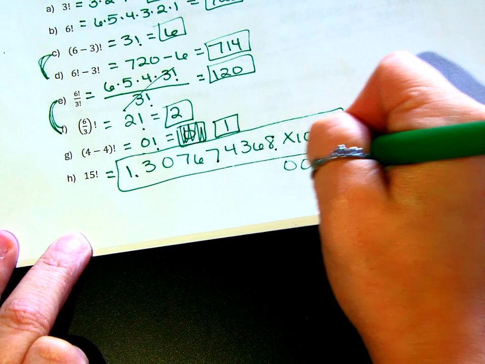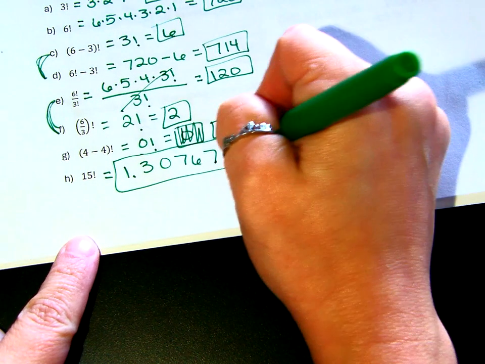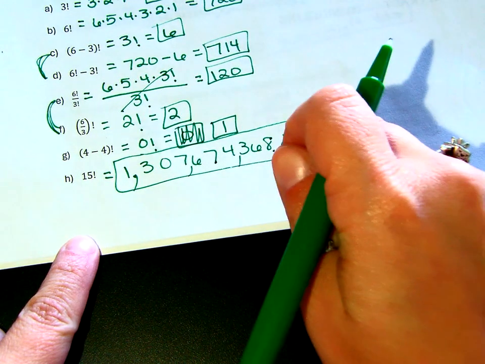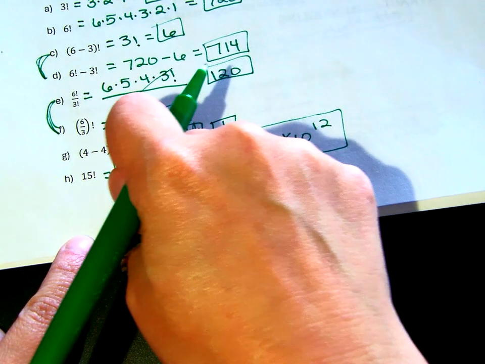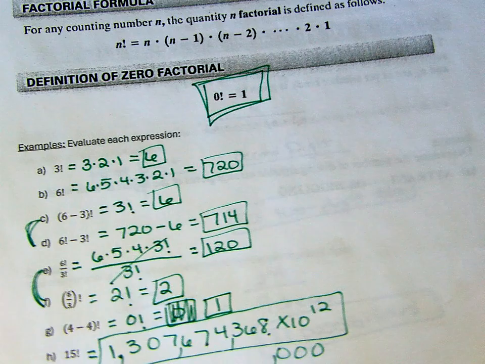It would be, let's see, that's thousands, millions, billions, trillion. 1,307,674,368,000. It's quite big. So your calculators will do it, but they're going to give it to you in scientific notation because they don't have enough digits to go across. Or maybe they do. This TI-30 that I have up here will not.